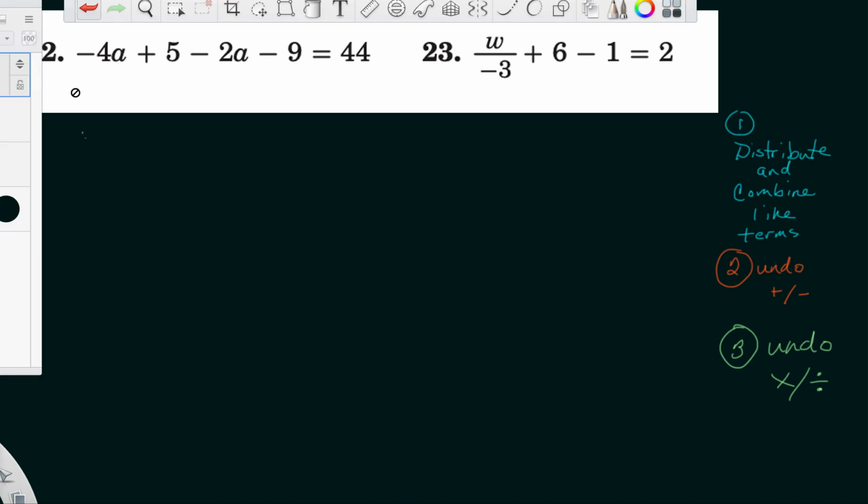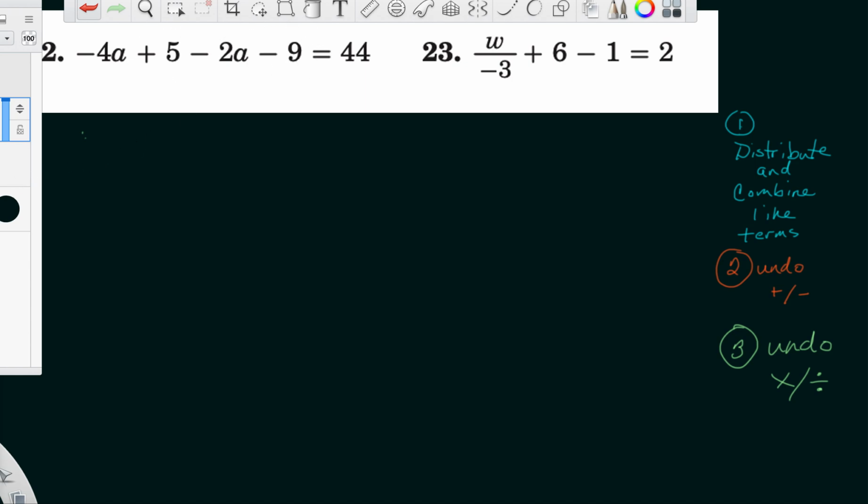Guys, here we go. We're still working on two-step or multi-step equations. Before we get to our two-step equation, we have to do some combining of like terms. So we have this negative 4a plus 5 minus 2a minus 9 on this whole side here, and then that equals 44. So the equals 44 side, there are no like terms that we need to put together, but you can see there are a terms and there are constants or whole numbers or integers.